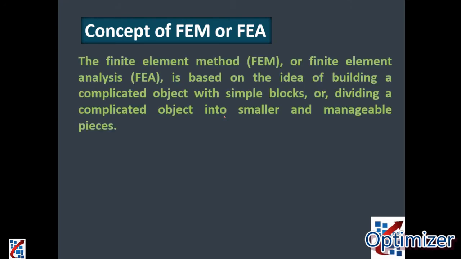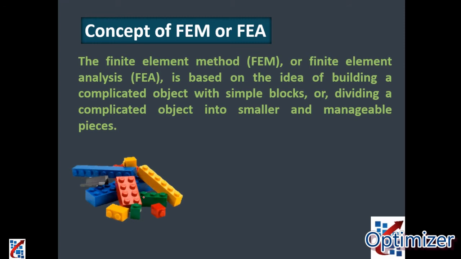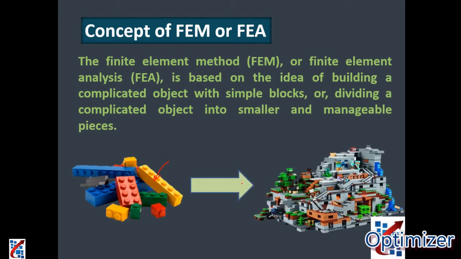So what is the finite element method? The finite element method or finite element analysis is based on the idea of building a complicated object with simple blocks, or dividing the complicated object into smaller and manageable pieces. For example, in this finite element method, you are going to focus on a small region of a bigger part. When you add small regions of a bigger part, the big geometry will be created, okay. Just like this, if you consider these simple blocks, you are going to focus on these small parts, and after that you are going to create a complicated geometry.